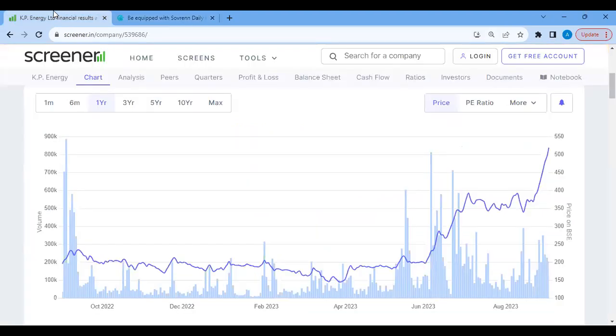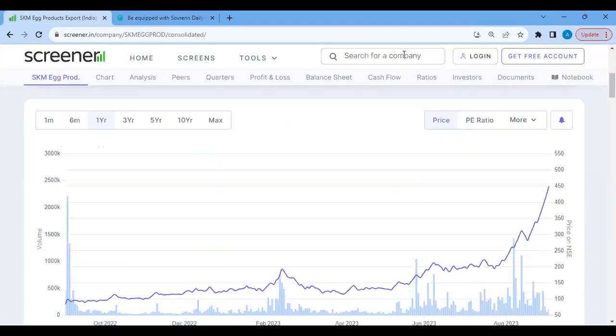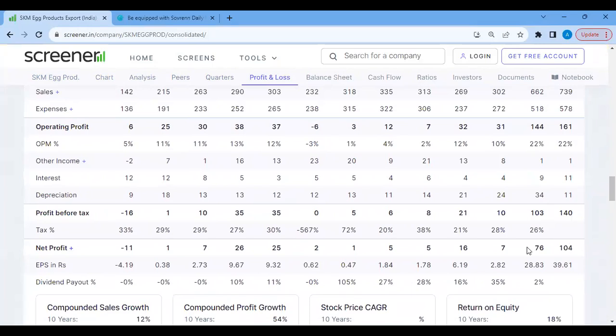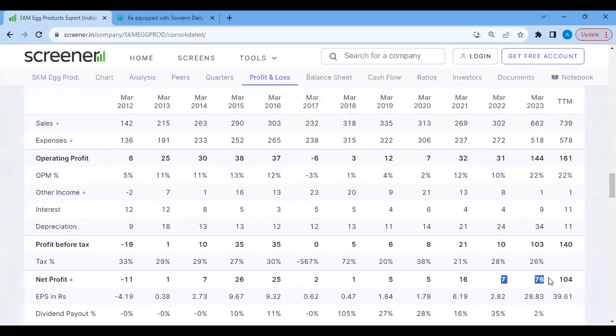Let me give you another example. Is this company a fast growth company or a slow growth company? It is a super fast growth company. Can you see? Do you want to buy this company at a 7 P ratio? Will anyone buy this company at a 7 P ratio? Yes or no?